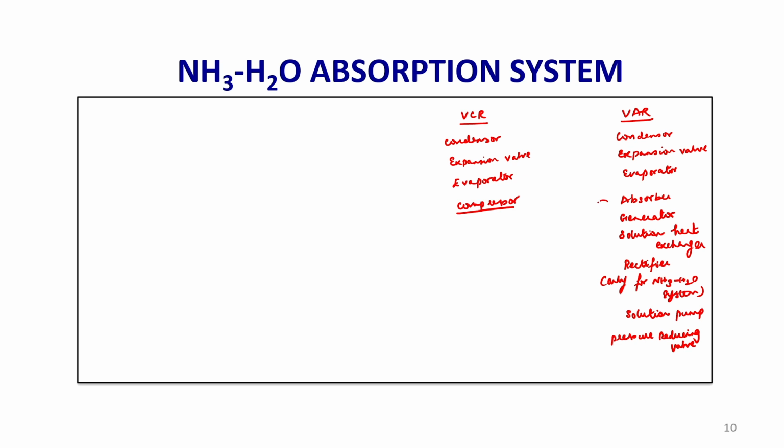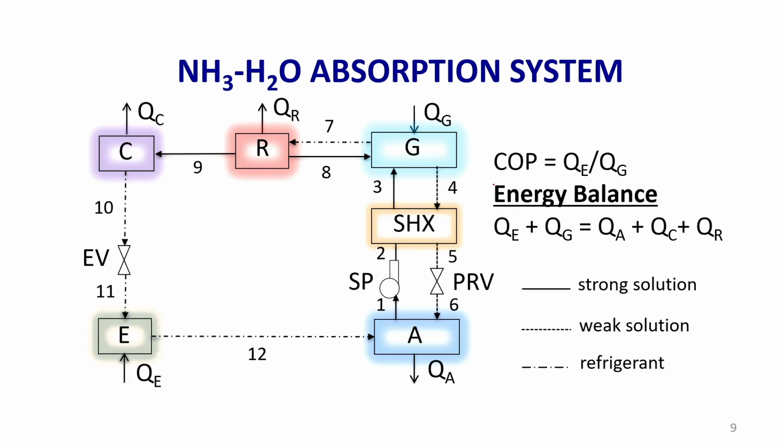So, these devices replace the compressor. That is what I have mentioned here. A is the absorber, then solution heat exchanger, generator. Okay, so this is not an electrical generator; this is a generator used to generate refrigerant vapor, and the absorber is the device which absorbs the refrigerant vapor.